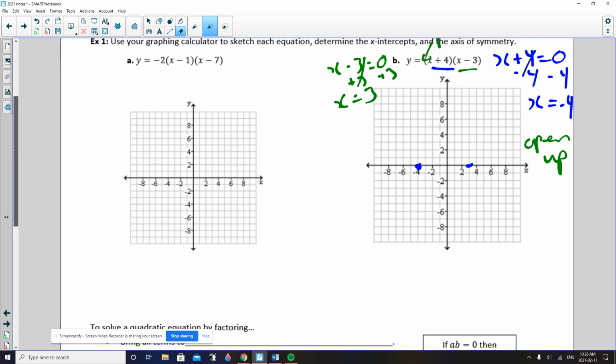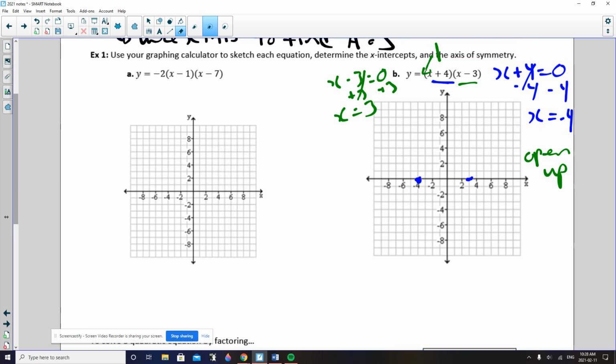I can also use my x-intercepts to find my axes of symmetry, because for any 2 points on a quadratic, the middle should be right in between those if they're on the same horizontal line. So looking at this, I'm thinking my axes of symmetry is probably somewhere right in between negative 3 and negative 4.